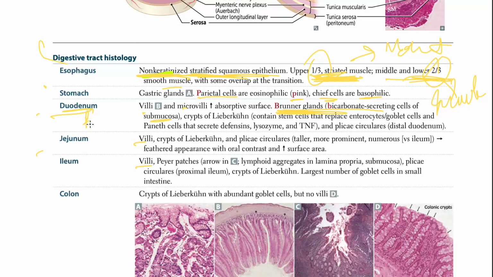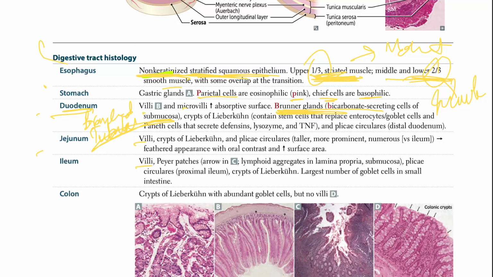We can say branch tubular submucosal cells. So branch tubular submucosal cells are Brunner glands, which do what? Secrete bicarb. Why do we need bicarb? Because the acid is coming from the stomach. We want to neutralize it, so that's why we need the bicarb from the duodenum.